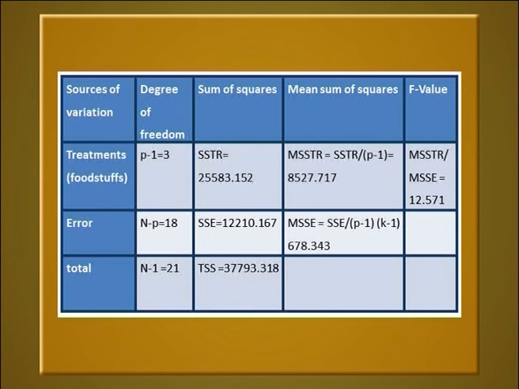Substitute the values of the sum of squares of total, of treatment, and for error it is obtained as TSS minus SSTR. Divide these sums of squares by the respective degrees of freedom. So, we will get the mean sum of squares. Compute the F ratio, that is the ratio of mean treatment sum of squares by mean error sum of squares, which gives the value 12.571.